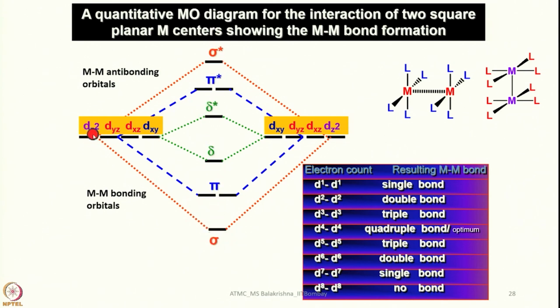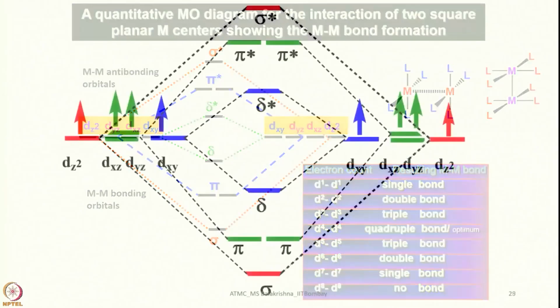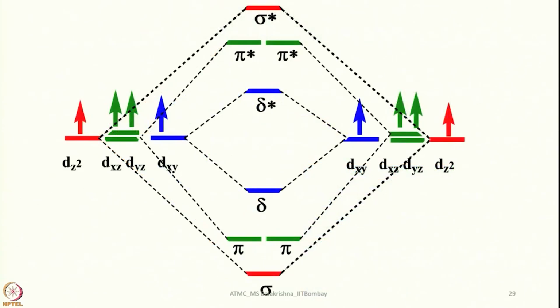And dz square is responsible for the sigma bond, and dxz and dyz are responsible for the 2 pi bonds, and dxy is responsible for the delta bond, and in a similar fashion we can see the corresponding anti-bonding molecular orbitals. Now let us look into some examples here.